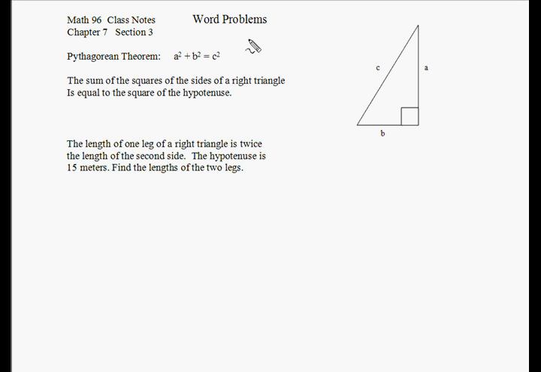Let's look at some word problems. The Pythagorean theorem, a squared plus b squared equals c squared, relates to a right triangle. A right triangle must have a right angle. A and B are the two legs of the triangle that touch the right angle, and C is what we call the hypotenuse. So that's a key word.